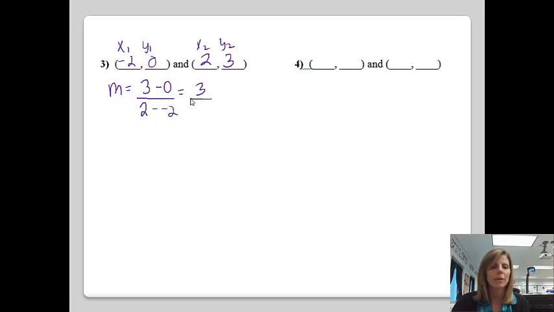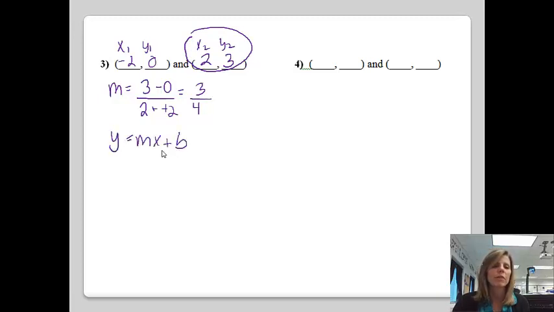On the top, I'll get 3. On the bottom, I'll get 4. That does not reduce nicely, so my slope is just 3/4, so I get a fraction. That's okay. All right, I am going to choose, I think, the second point this time because there are no negatives, and sometimes people don't like dealing with negatives, so that's where I'll go.